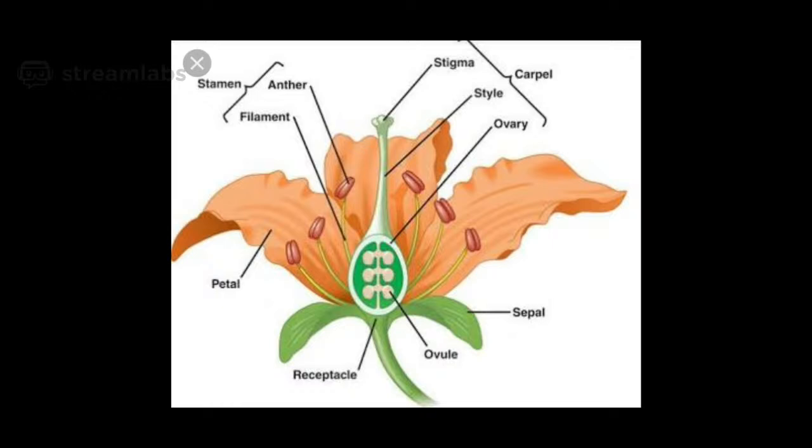Bisexuals, where male and female parts are present in a same flower, and there are other types, unisexual flowers. That means male flowers are separate, female flowers are separate. The stamens are found only in the male flowers, the pistil is found only in the female flowers. Where you find such flowers? Watermelon, papaya. There you can find unisexual flowers.